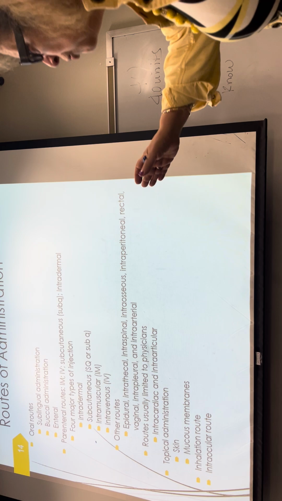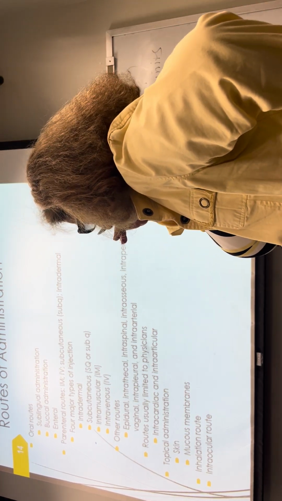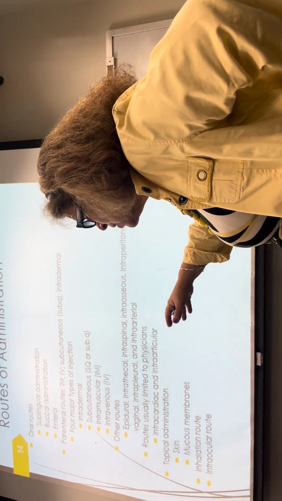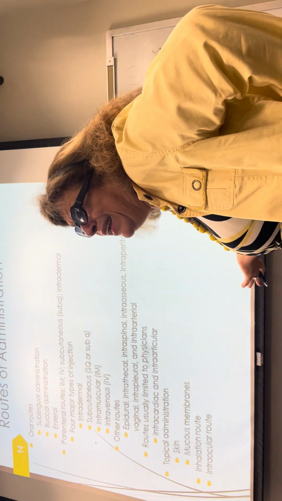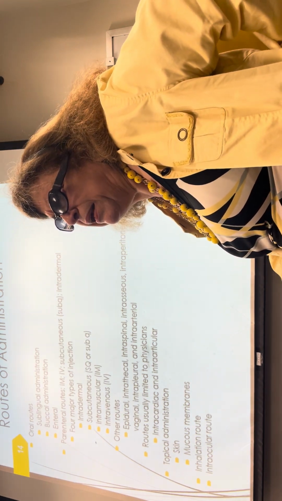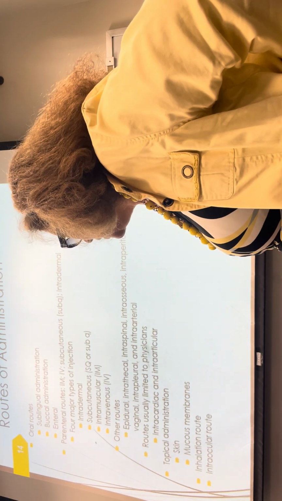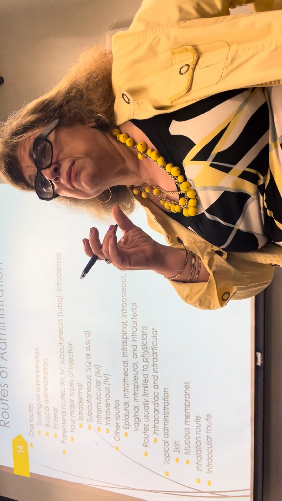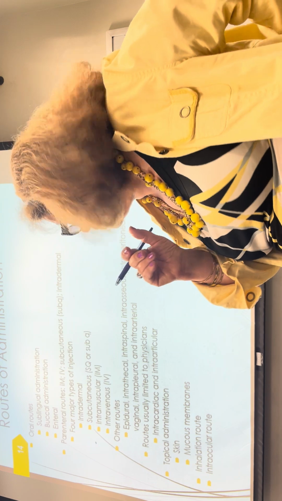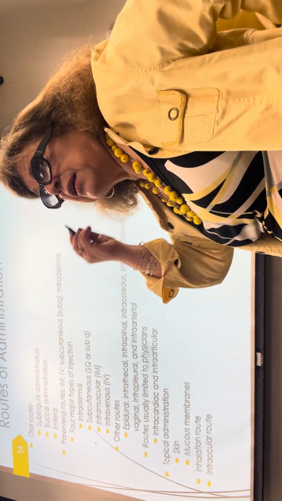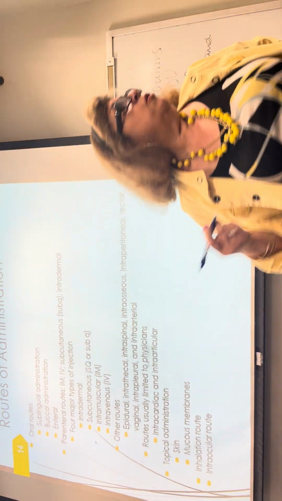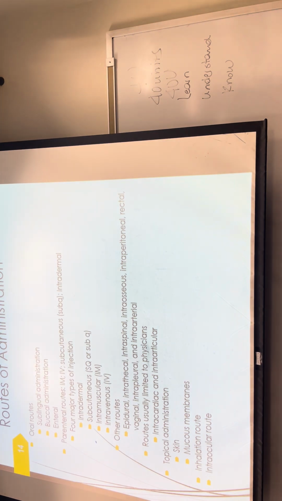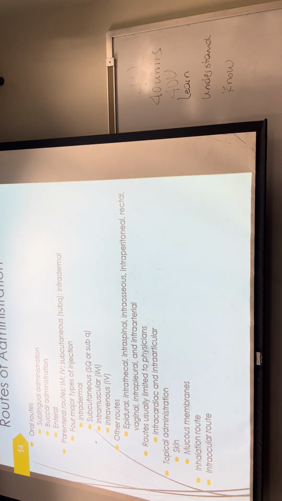Okay, intracardiac or intraarticular, this is by physicians. Topical administration is what? Like Bengay, if you're having arthritis, like the Bengay cream, you're putting it on. Mucous membranes. Inhalation route is for somebody who has asthma, like Proventil you're going to be taking, right? And then intraocular, it's like you're putting in eye drops. All right, so these are all the routes that we're going to be using.